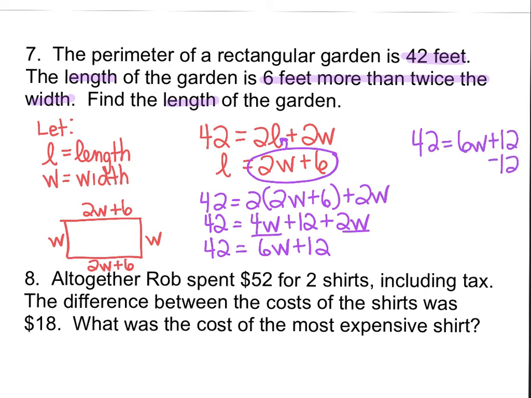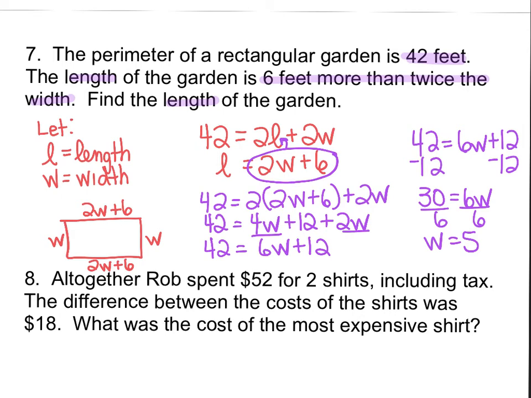I'm going to subtract 12 from both sides, and I get 30 equals 6W. I divide by 6, and I get W equals 5. Is that what I want? And it is not. It specifically asks for the length. So don't tell me W, even though we had to solve for it. Don't put that in your final sentence.